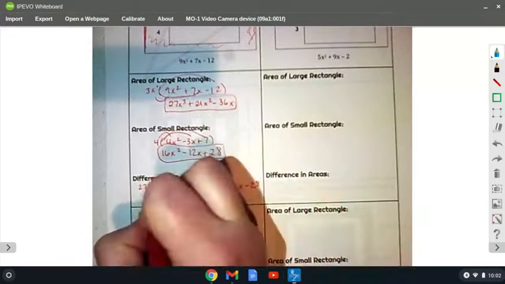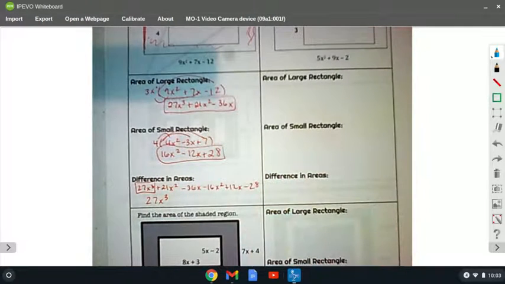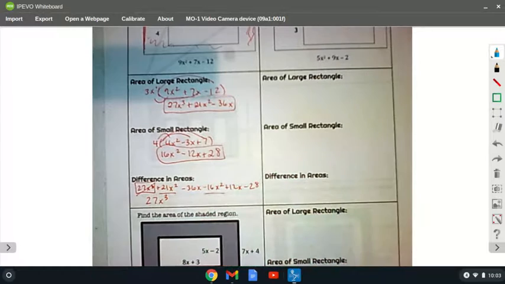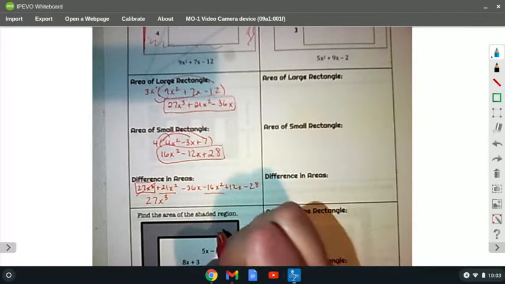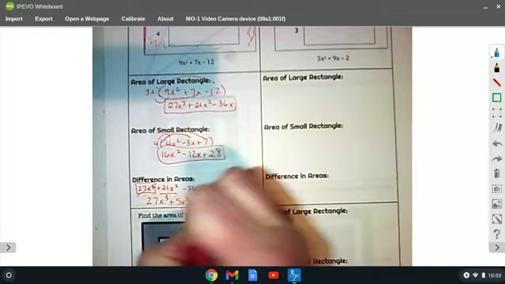So my largest exponent here is the power of 3, so that's going to come first, and it's by itself. It has no like terms. Then I can combine this 21x squared and negative 16x squared. That's going to simplify to be positive 5x squared.